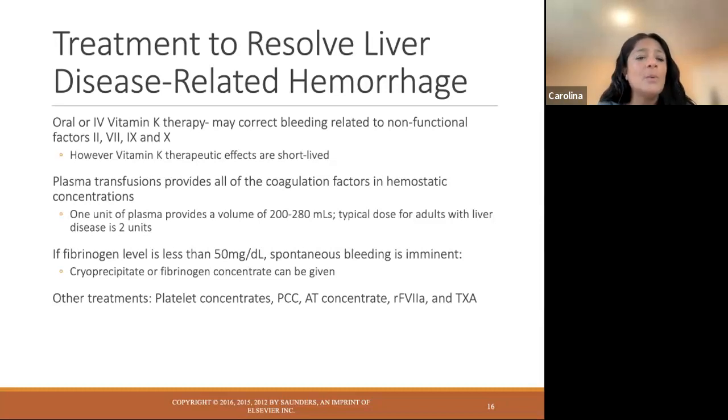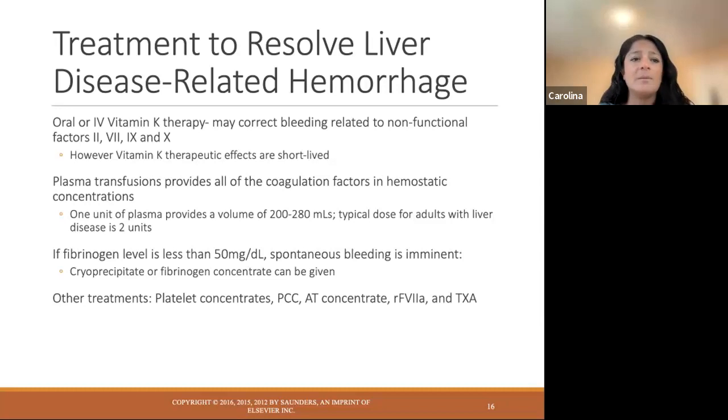So we can do our oral or IV vitamin K therapy to correct for the bleeding that's related to non-functional factors, factor 2, factor 7, factor 9, factor 10. Those are the vitamin K dependent factors, right? But vitamin K therapeutics are short-lived.